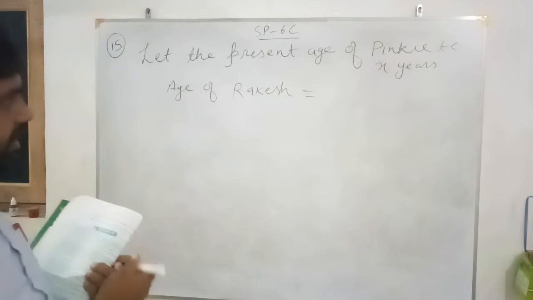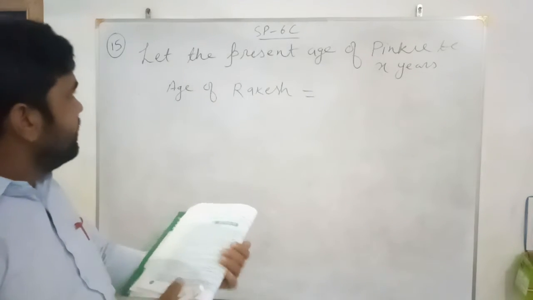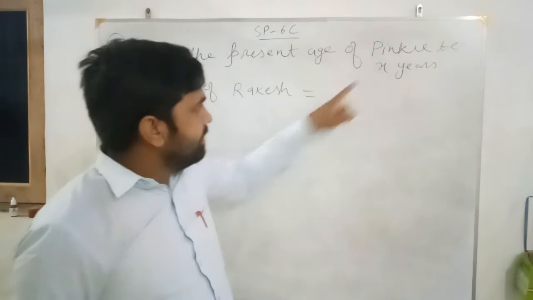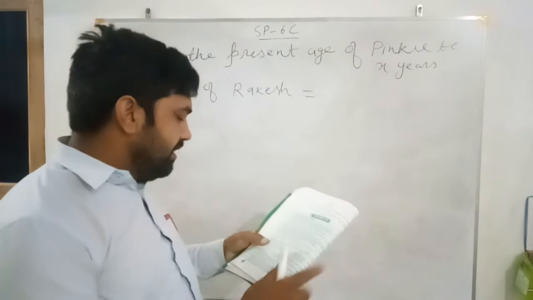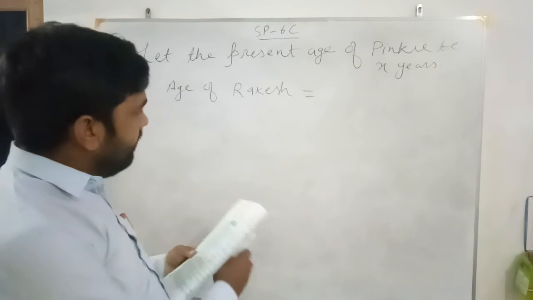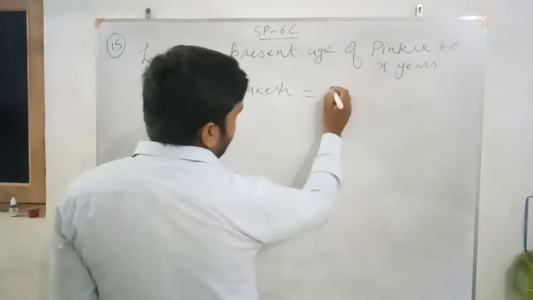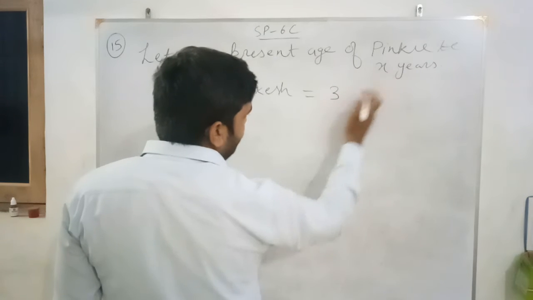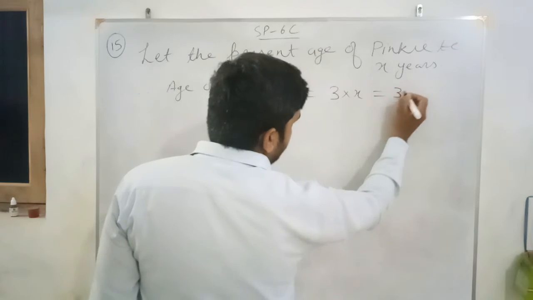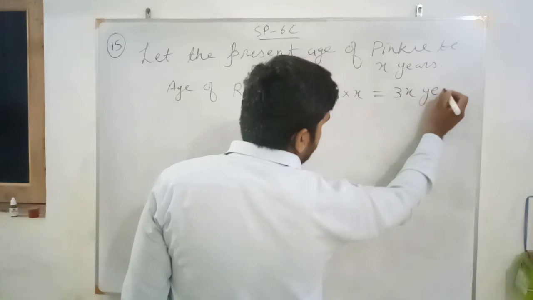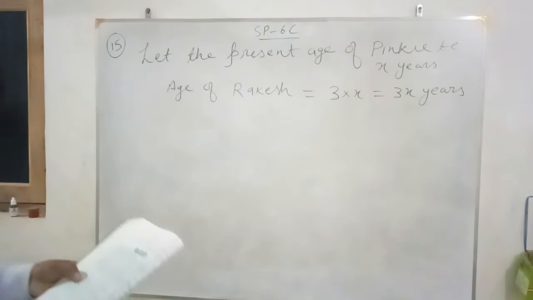We have supposed the age of Pinku is x, and in the question it is given that Rakesh is 3 times as old as Pinku, and Pinku is Rakesh's brother. So Rakesh is 3 times as old as his younger brother Pinku. So the age of Rakesh will be 3 times Pinku's age, that is 3 into x years. This implies 3x years.